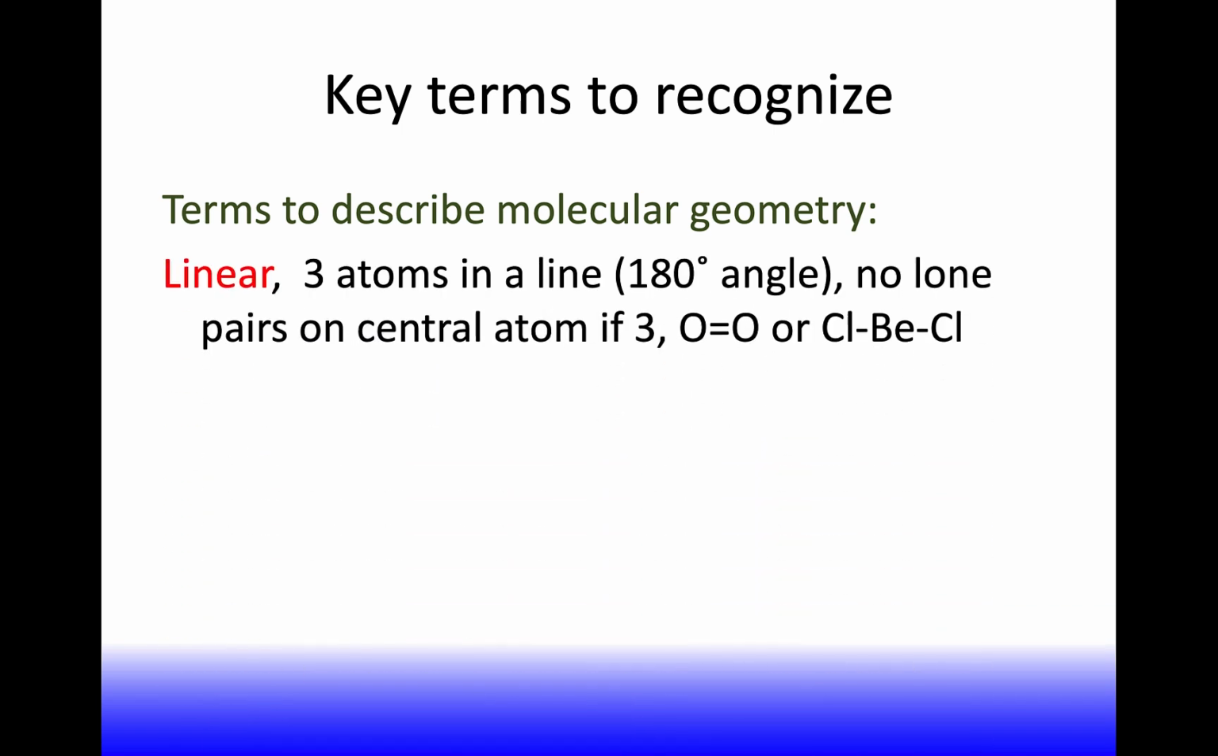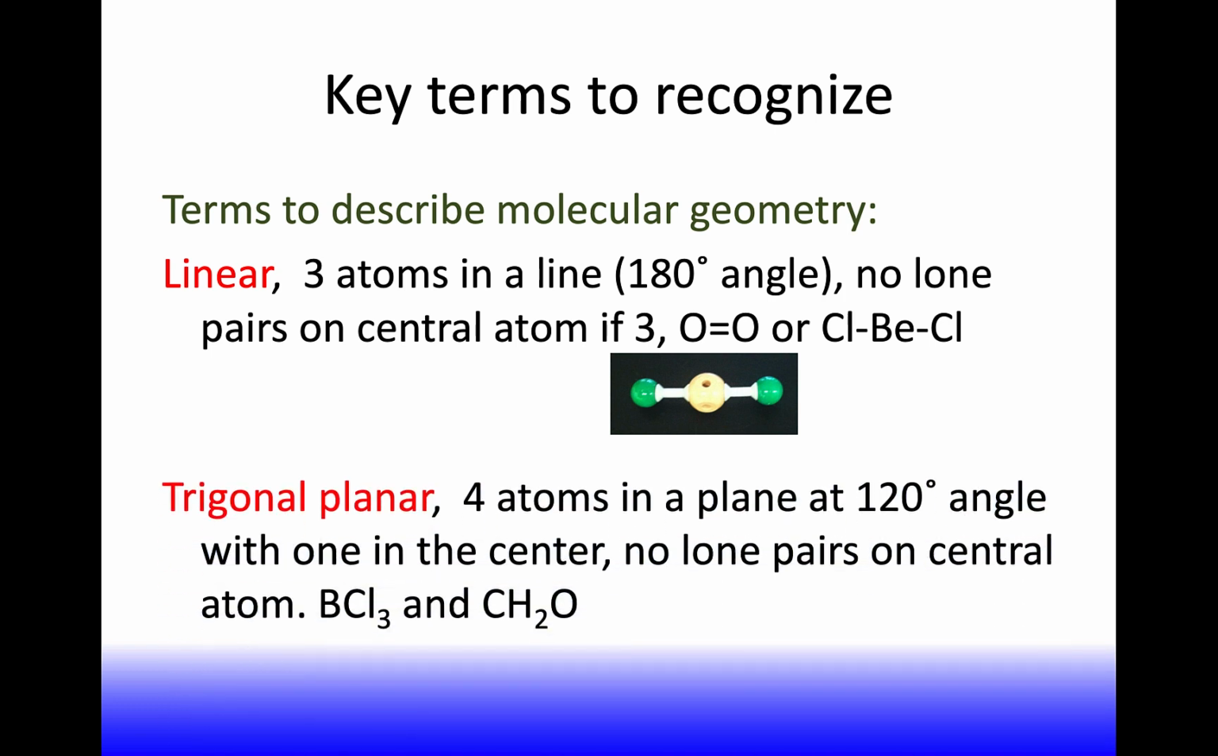Key terms to recognize, right? The first is linear. That's the top one in your sheet. 3 atoms in a line. It also could be 2 atoms in a line, all right? Because 2 can only make a line. The center atom can't have a lone pair or 2 lone pairs on it. If it doesn't, then you're going to get all the atoms lined up in a line, so it'll be a linear molecular geometry, and with no lone pairs, it's also a linear electron geometry. Okay, so there's an example. That could be beryllium with 2 chlorine atoms attached.